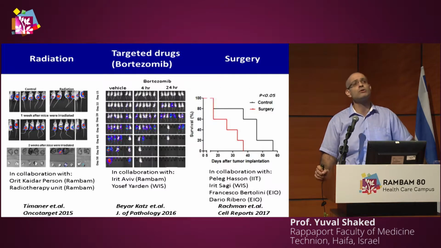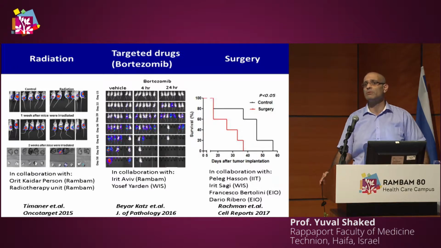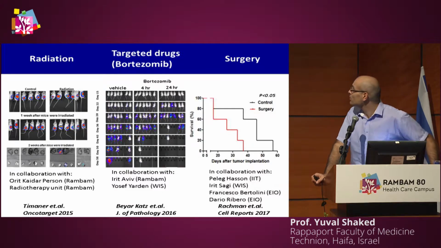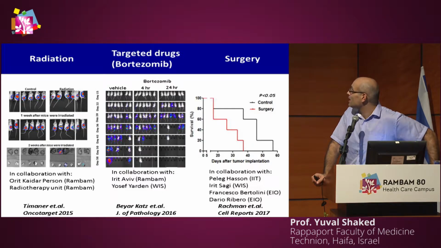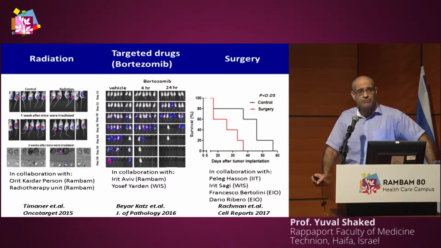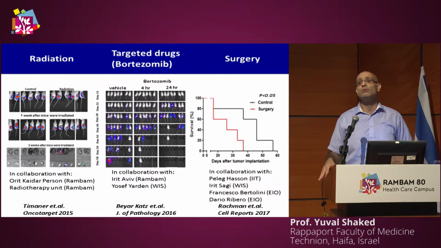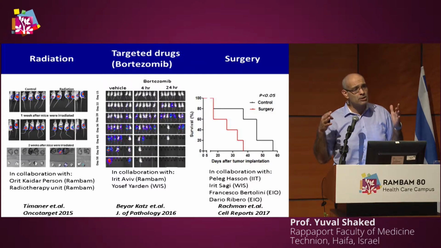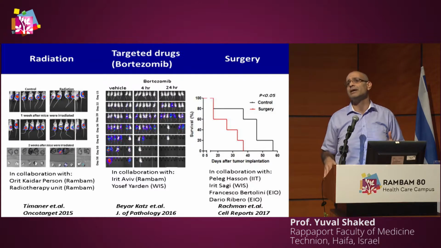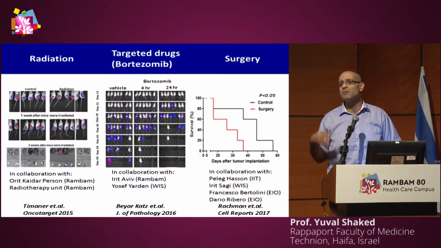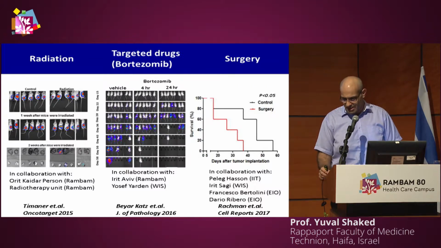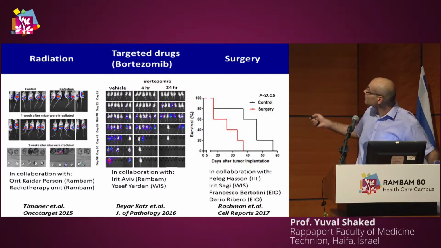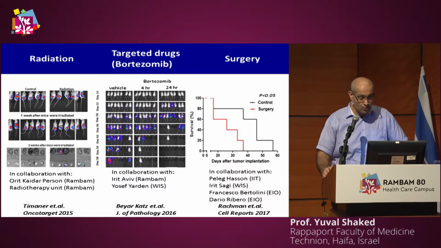Last but not least, we also looked at surgery as another treatment modality, and we found similar things. This was done in collaboration with Irit Sagi from Weizmann, with Francesco Bertolini from Italy, and Pelek Hasson from our institute. What we found is that when you cause an incision in mice and then inject tumor cells, the mice that succumb to disease earlier are those that first underwent surgery.